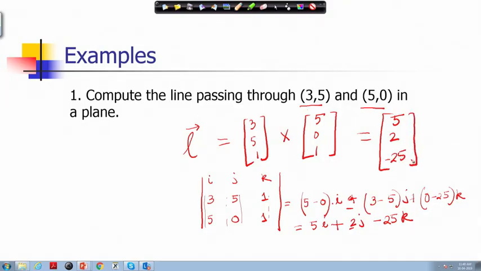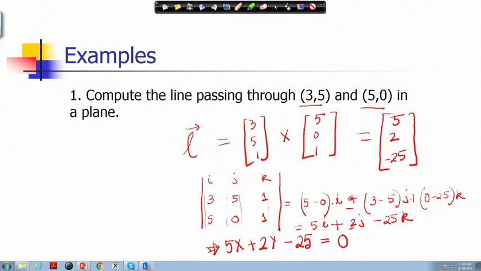So, if I write the equation of the straight line, what should be the equation? 5 is A, 2 is B and minus 25 is C. So, the equation of the straight line can be represented as 5x plus 2y minus 25 equal to 0. So, that is your equation.